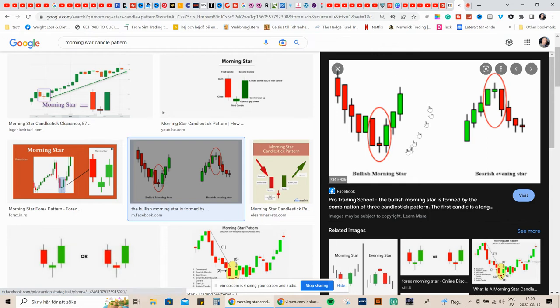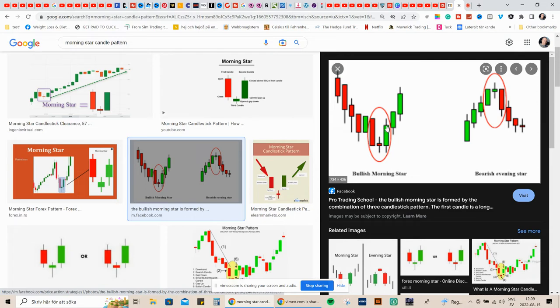A morning star consists of three candlestick bars. This is the first one, so this must be red and long, a strong bearish one. The second candlestick bar should be a doji, looking like this, when you have not much movement between the sellers and buyers, as it's an equal struggle, no one wins. It's a kind of consolidation, a sideways market here.